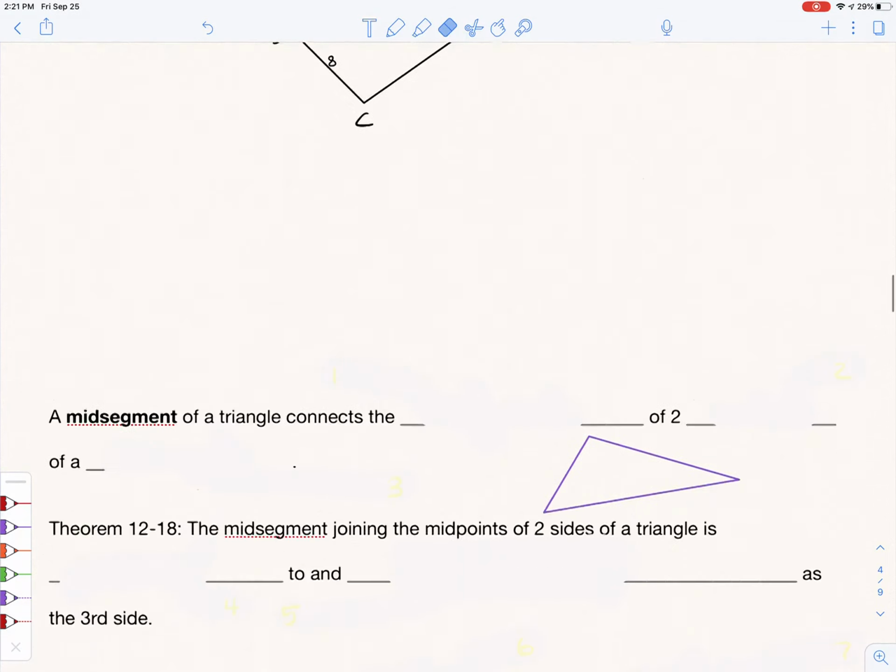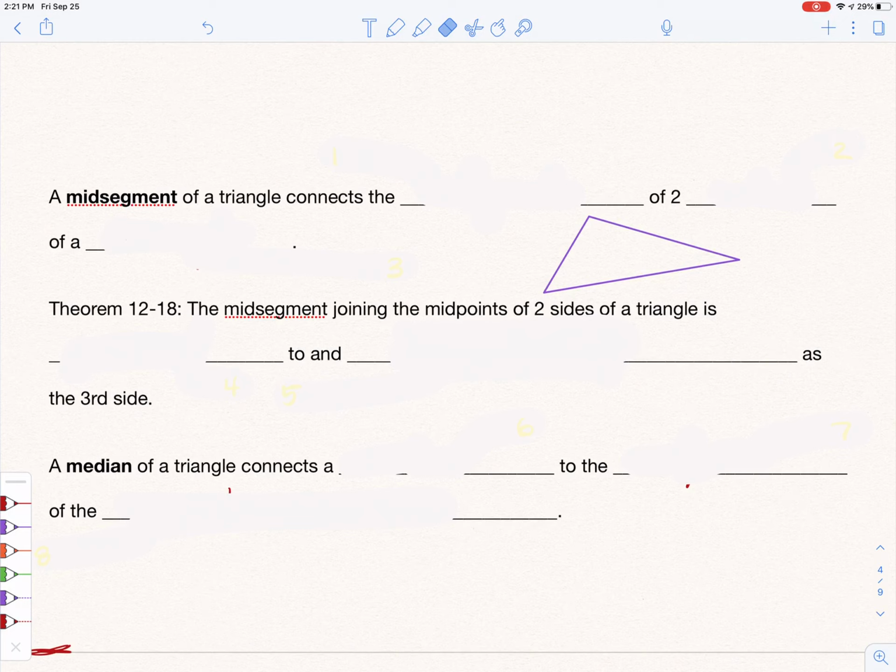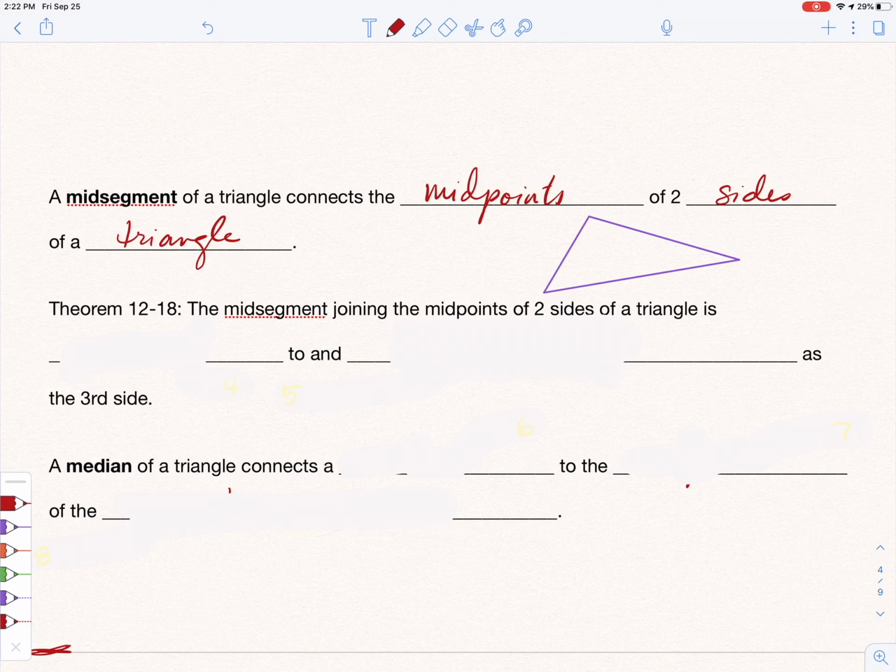And take a look at a few definitions from section 12.4. You've already seen several of these definitions, so we'll go through these kind of quickly. A mid-segment of a triangle connects the midpoints of two sides of a triangle. So I have a picture of a triangle here, and maybe this guy right here is a midpoint, and maybe approximately this guy here is a midpoint. If I connect these two, then I am drawing a mid-segment.